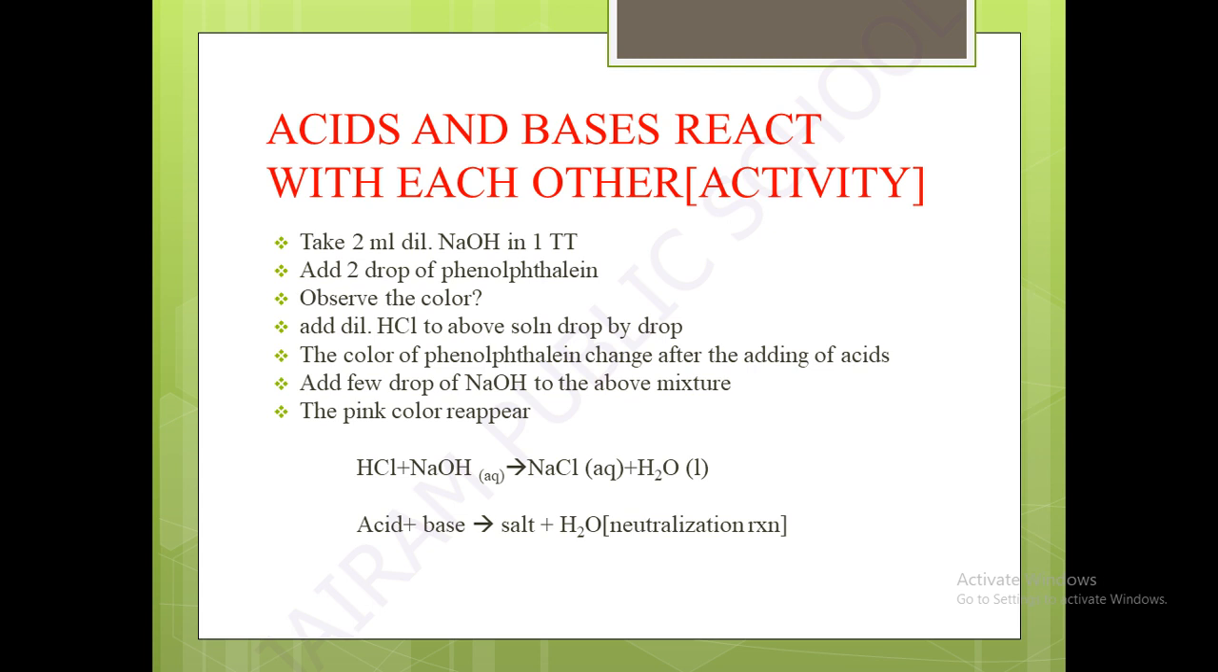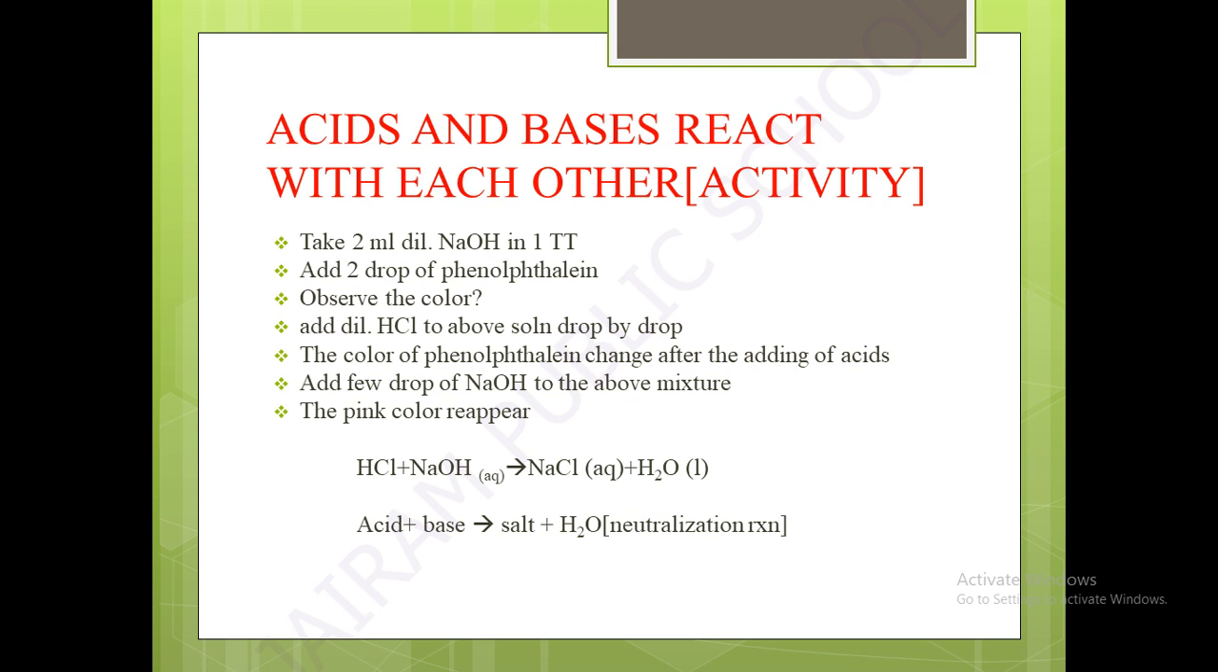Here we can perform this activity with the help of a small test tube. We take one test tube. In the test tube I am adding 2 ml of dilute NaOH and 2 drops of phenolphthalein indicator. Phenolphthalein, as you already know, is a synthetic indicator. If we add phenolphthalein indicator, we note down the color change.